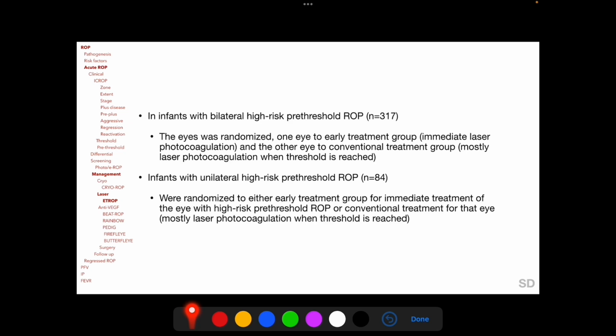The majority of patients in the ETROP study had bilateral high-risk pre-threshold ROP, and in these patients, the eyes were randomized with one eye to early treatment group receiving immediate laser photocoagulation and the other eye to conventional treatment group receiving treatment, mostly laser photocoagulation, only after reaching threshold. And in infants with unilateral high-risk pre-threshold ROP, the infants were randomized to either early treatment group for immediate treatment of the eye with high-risk pre-threshold ROP or to a conventional treatment group in which that eye received treatment, mostly laser photocoagulation, only if it reached threshold.